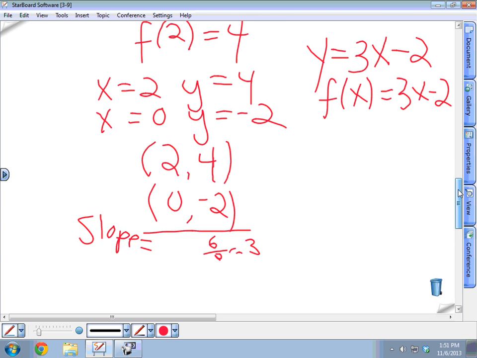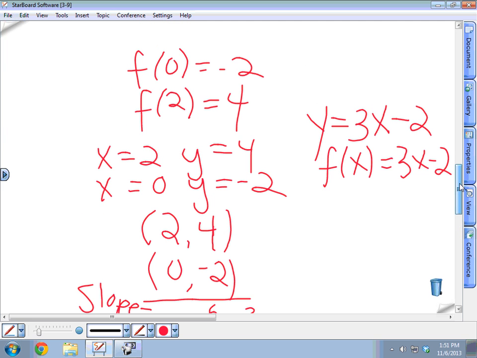Is that something that she said? What did you read? My slope is 3, right? Yeah. Slope is 3. y equals 3x minus 2 because my y-intercept is negative 2, right? So f of x equals 3x minus 2.